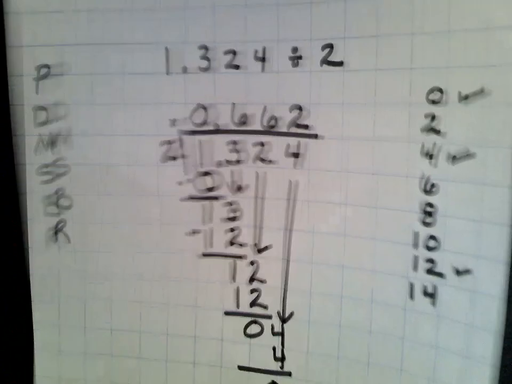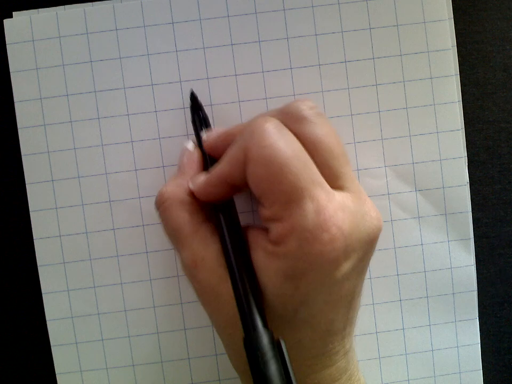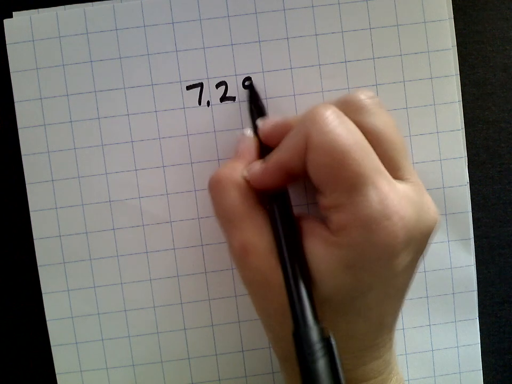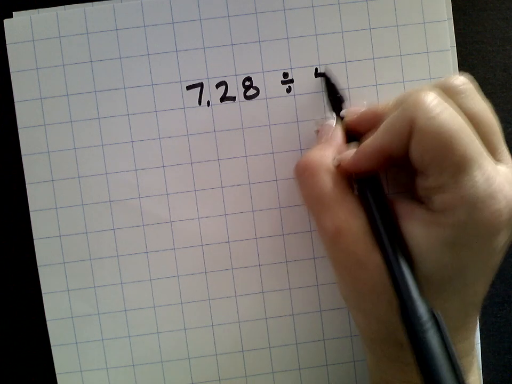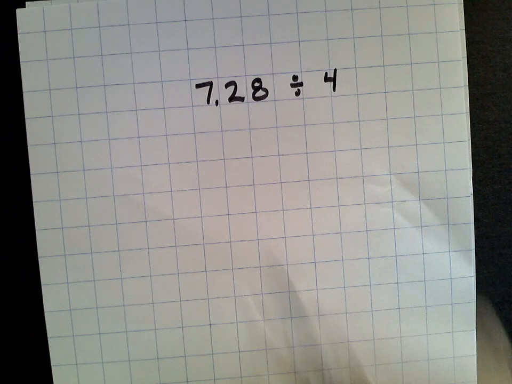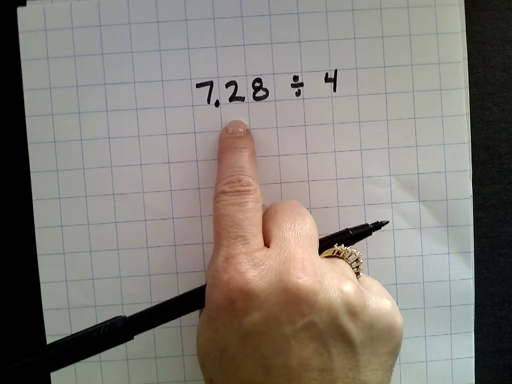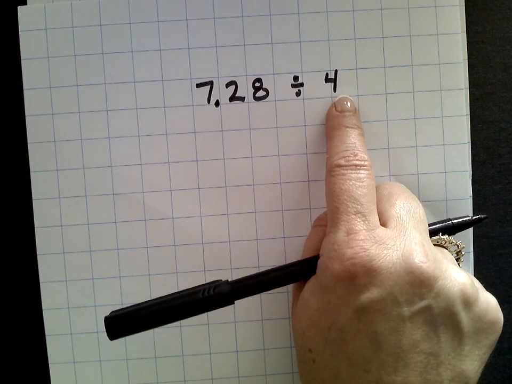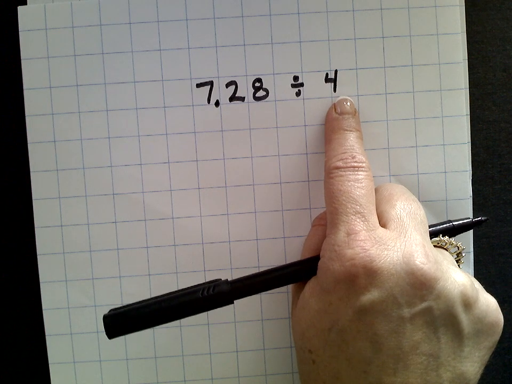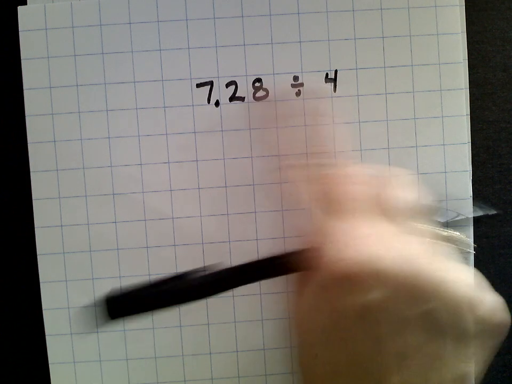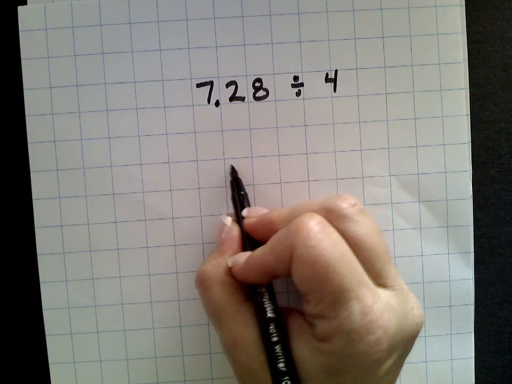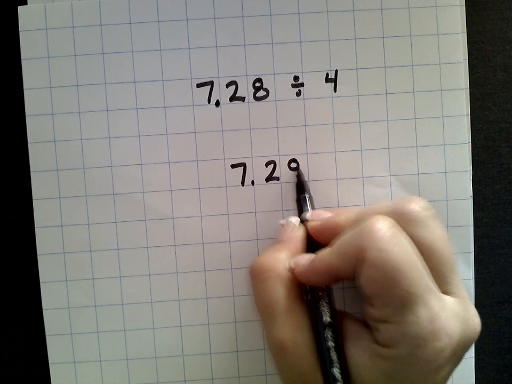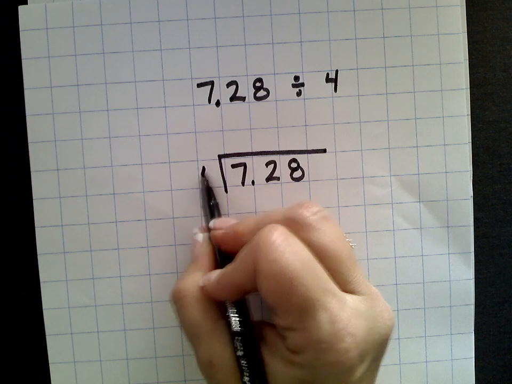Let's do 7 and 2800ths divided by 4. So once again, here is our dividend. Goes in the box. It's what's being broken up. Here is our divisor outside the box. It is how many pieces this is being broken into. So 7 and 2800ths divided by 4.